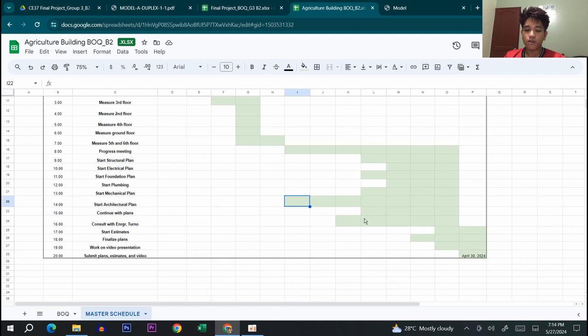We also did consultations with the user. We asked about the mechanical plans and electrical plans, and if ever one of our members had confusions about parts of the plan. Then we did our estimates. These estimates were not the estimates that are presented right now. These were the very basic estimates that were discussed during that time, like the rebars, the wires, and such.